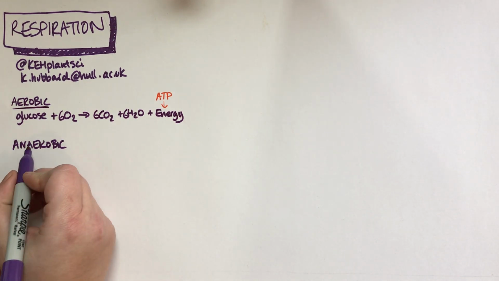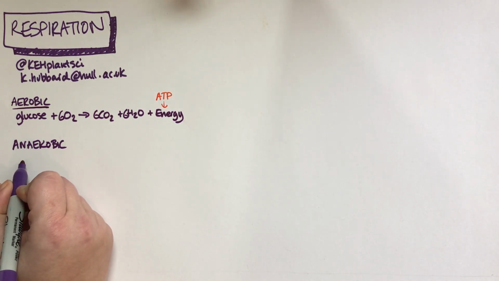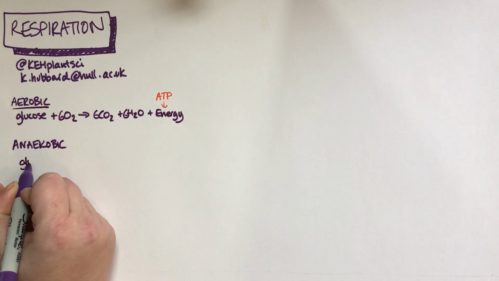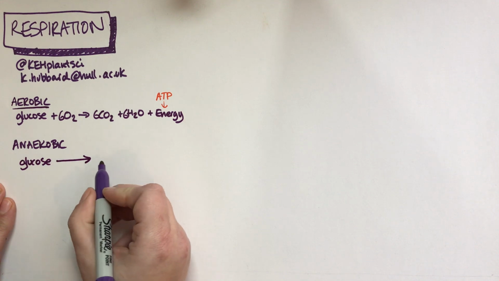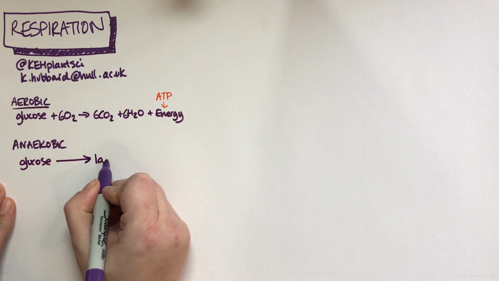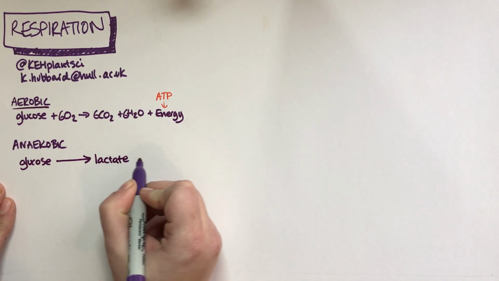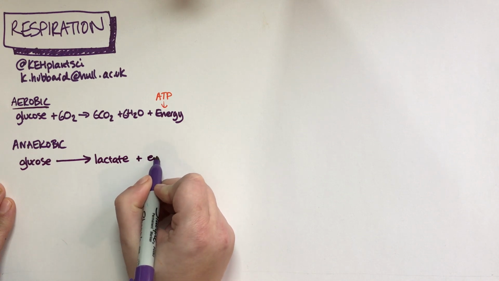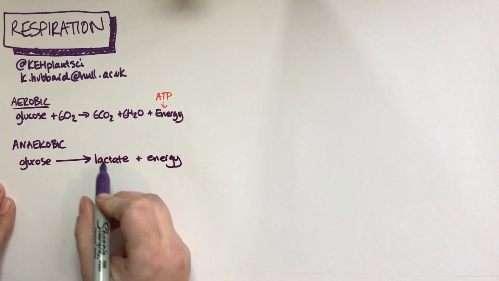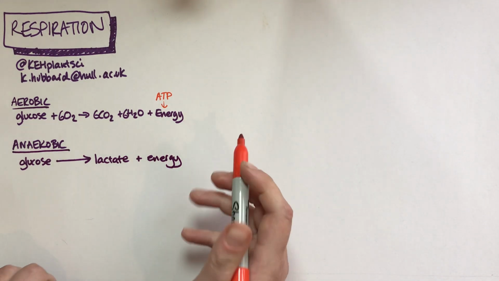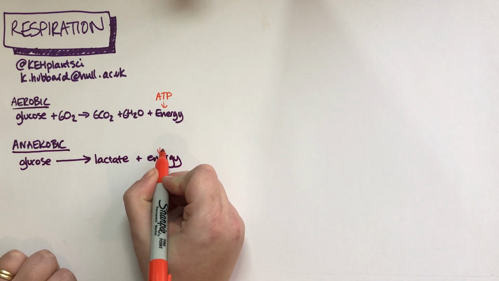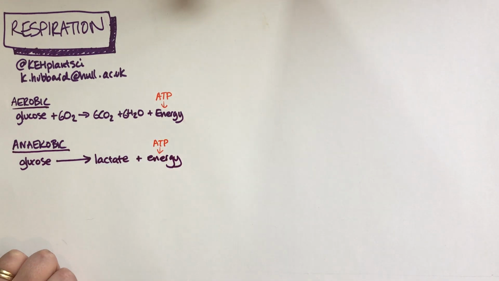There is also anaerobic respiration, so this is respiration without oxygen. So here we'd have glucose is converted, so no oxygen involved, to lactate or lactic acid plus energy. There are other forms of anaerobic respiration. It's not always lactate, but I'll use lactate as the most obvious example. And again, that energy, we mean ATP.